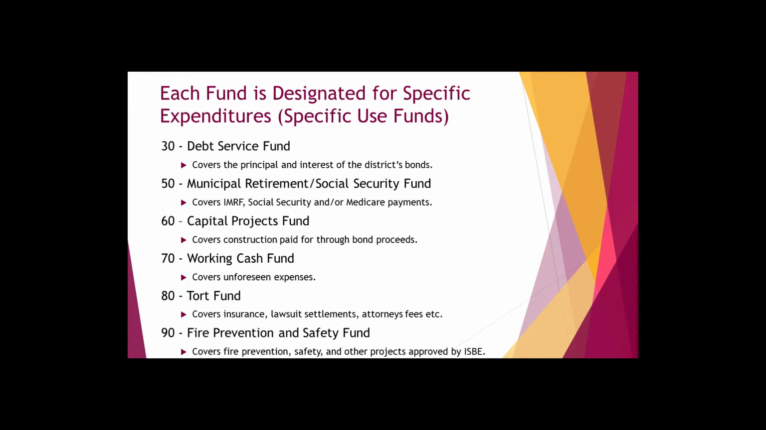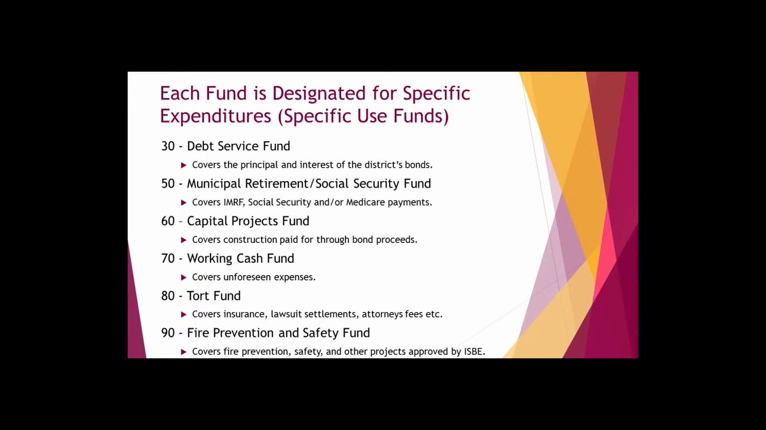This is the example. The high school construction addition was done through bonds. The money that was sold in those bonds was put into Fund 60, and that is the only thing that we can use that money for, the construction project. Working cash fund is really there to cover unforeseen expenses. No money can be directly expended from the working cash fund. The only way that money can be used from the working cash fund is if the board adopts a resolution to abate it to another fund that has a need.